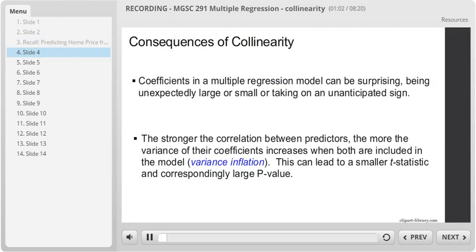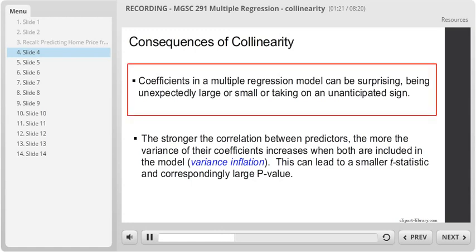Notice I used the word suffers, a word with negative connotation, when stating that the model has collinearity. Should we be wary of collinearity? Well, we should at least be aware of when collinearity exists and know its consequences. First, the coefficients of the predictors in the model can be surprising, being unexpectedly large or small, or taking on an unanticipated sign, as we saw with the number of bedrooms in our home sales model.